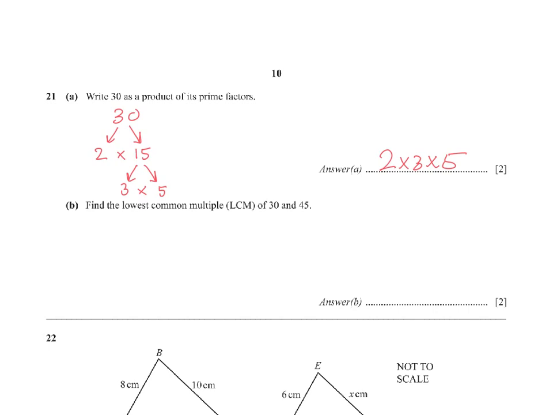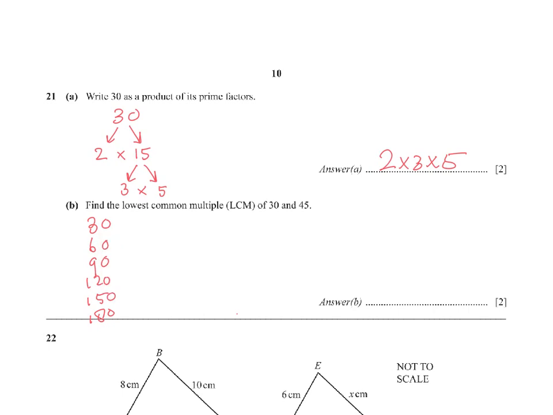Find the lowest common multiple of 30 and 45. So multiple meaning, the timetable, if you like. And I always tell my students, just write down a couple of those multiples. 30, 60, 90, 120, 150, 180. So that is 1 times 30, 2 times 30, 3, 4, 5 times 30, 6 times 30.